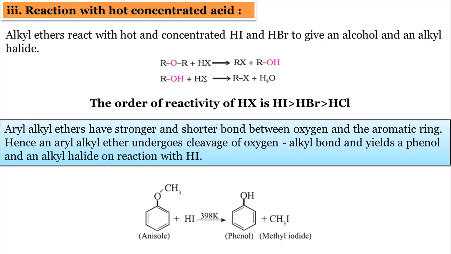Again, this alcohol reacts with HX. We know this reaction. Alcohols and HX were already seen in the chapter Halogen Derivatives. Alcohol plus HX, we get again RX plus H2O.